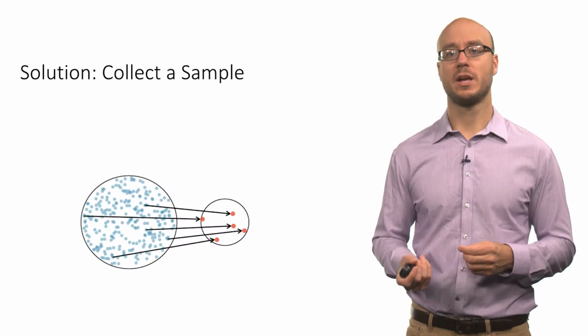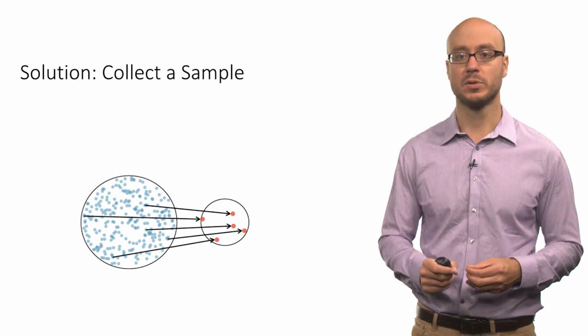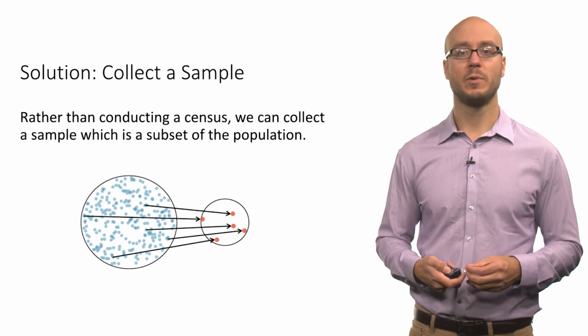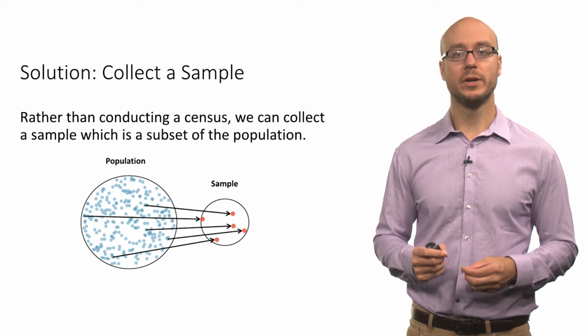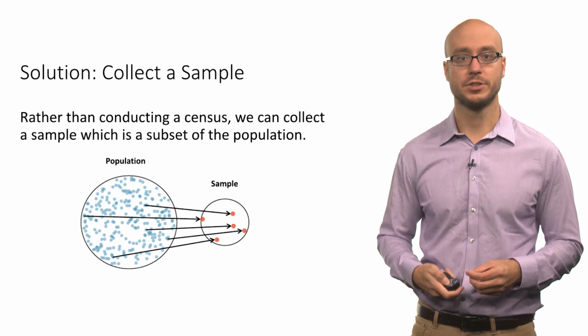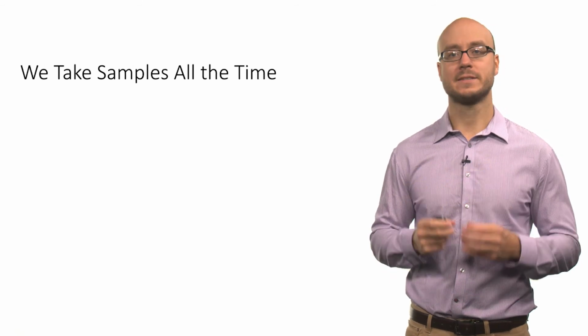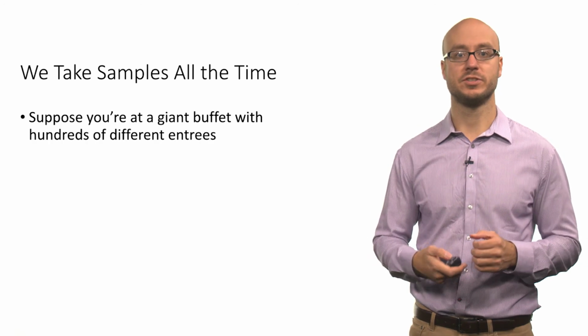One solution, an alternative to conducting a census, is to collect a sample of a population. So here we have a population and we have a sample. And what we're doing is collecting some subset of that population. We take samples all the time. This is not just something that statisticians do.